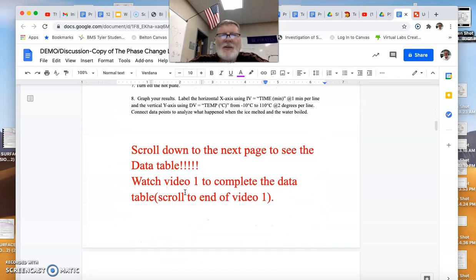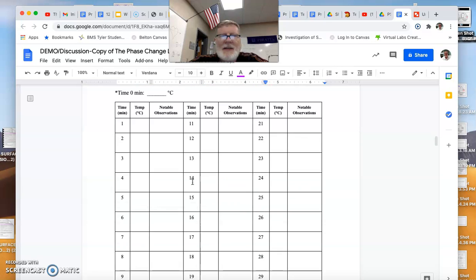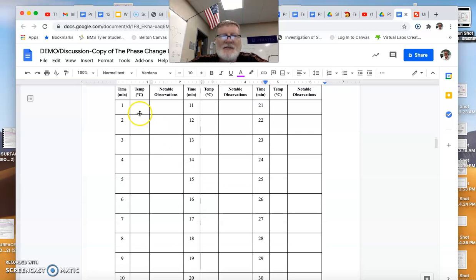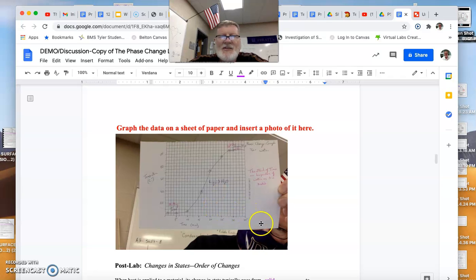The procedure we followed, again, if you're at home, you did not follow that procedure. You watched this video. At the end of video 1, there is a data table like this that I filled out, and you just plug in the data and the observations, and then you use that to graph it. So this is what your graph might look like. You can see that I've inserted a picture.